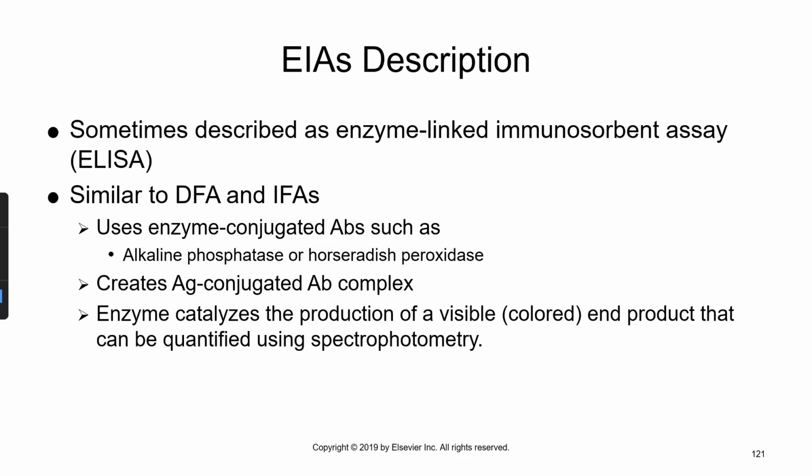Sometimes described as enzyme-linked immunosorbent assays, or ELISAs, EIAs are similar to DFAs and IFAs, but they use enzyme conjugated antibodies. So instead of the antibody being stuck to a fluorescent molecule, the antibody is stuck to an enzyme. And when we add substrate, the enzyme chops apart the substrate, producing a color change.